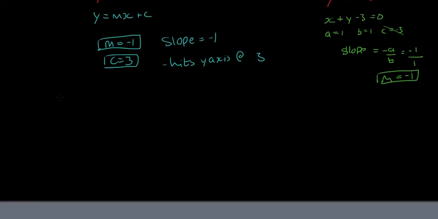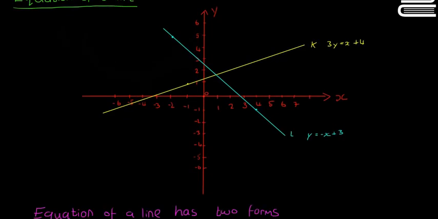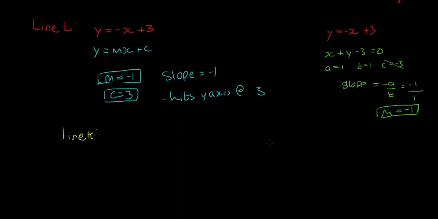The line k is 3y is equal to x plus 4. So we're going to try this in y is equal to mx plus c.